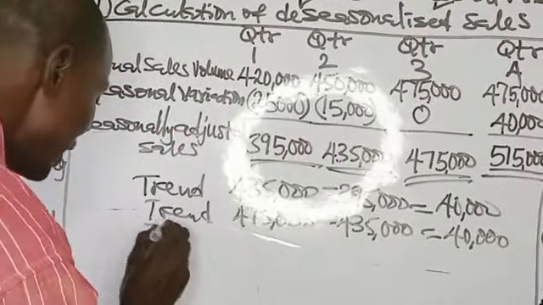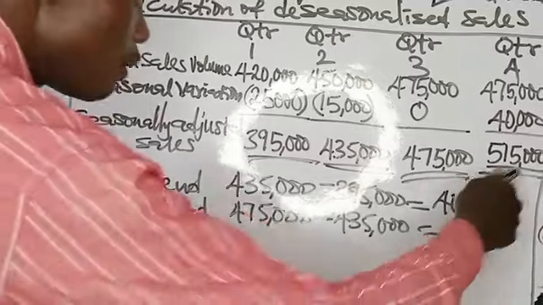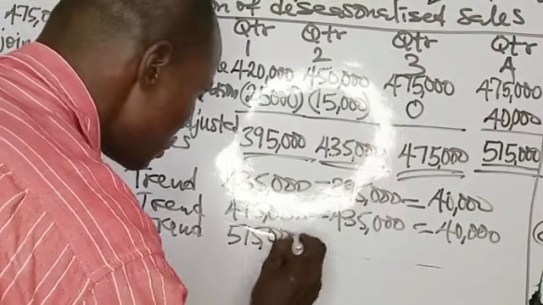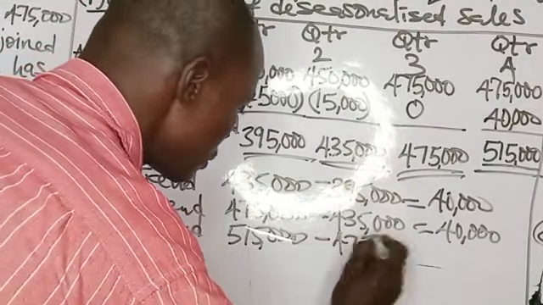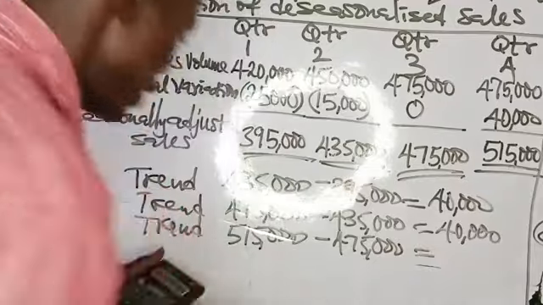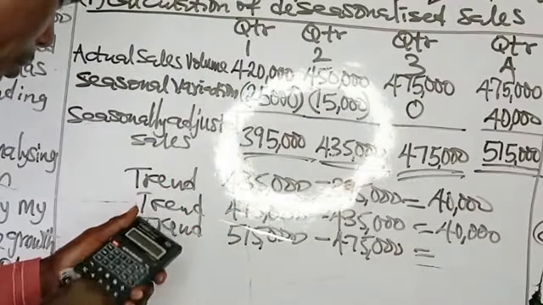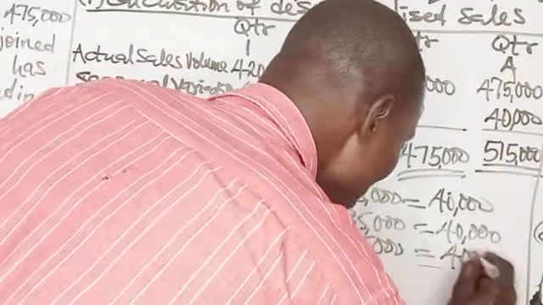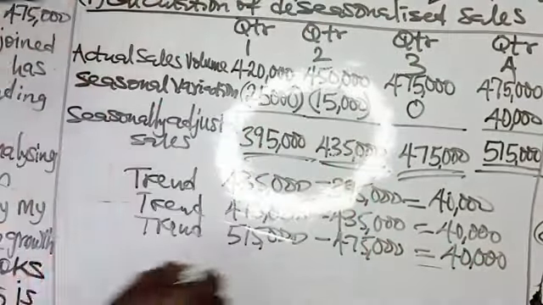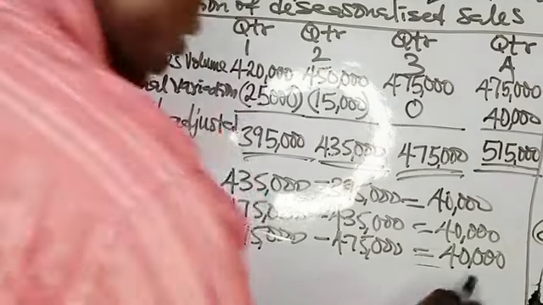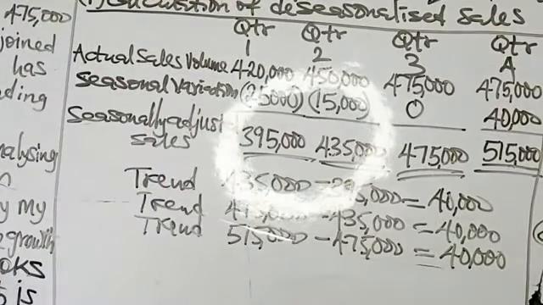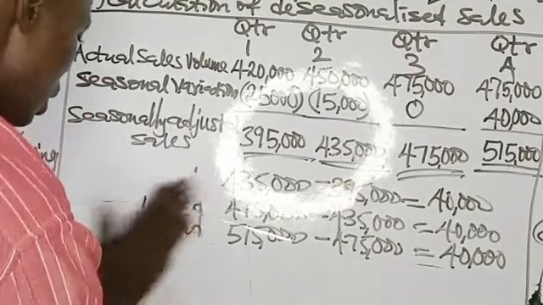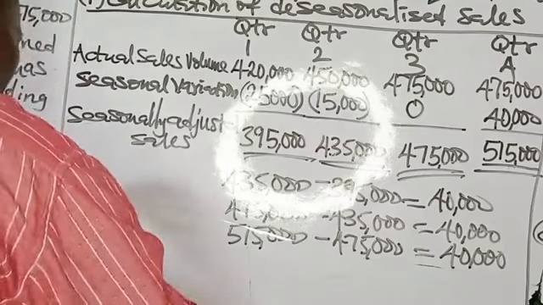Then, if you also have trend, 515,000 minus 475,000. How much is the difference? The difference is still 40,000. That means the trend in the data is 40,000. That is the, let me call this trend relationship.